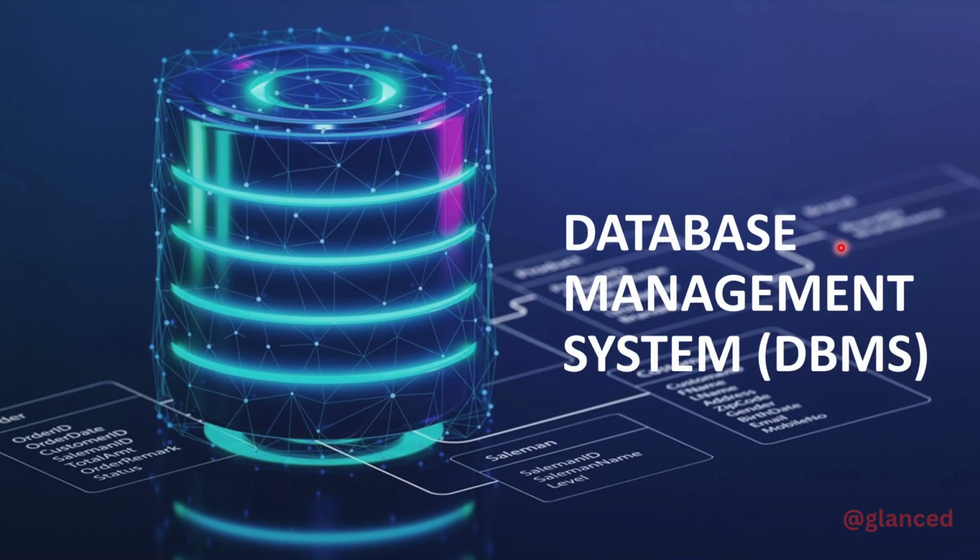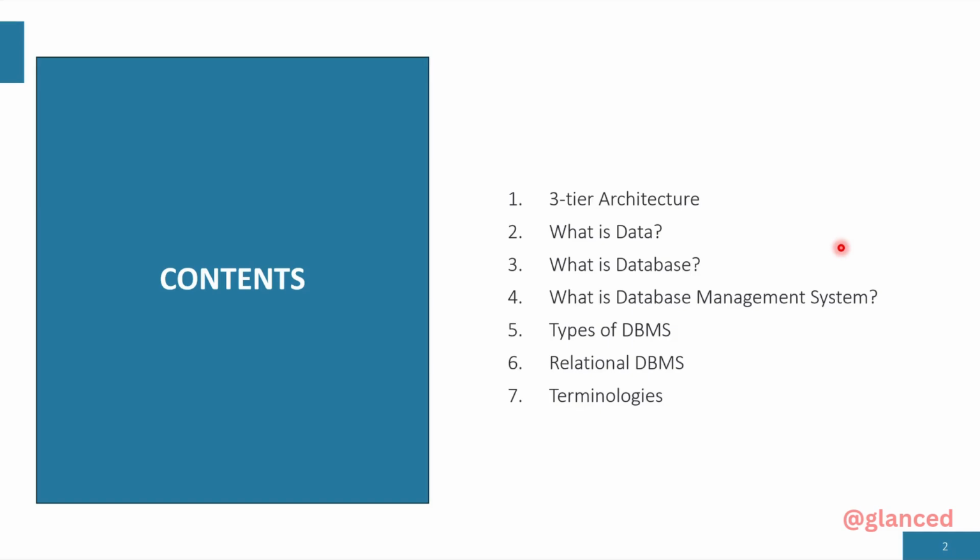Now let's get started. What we will discuss in this particular video. First, we will get to know what is meant by three-tier architecture and we'll get to know what is database management system and its types. And later, we'll briefly discuss relational DBMS and some of the terminologies.